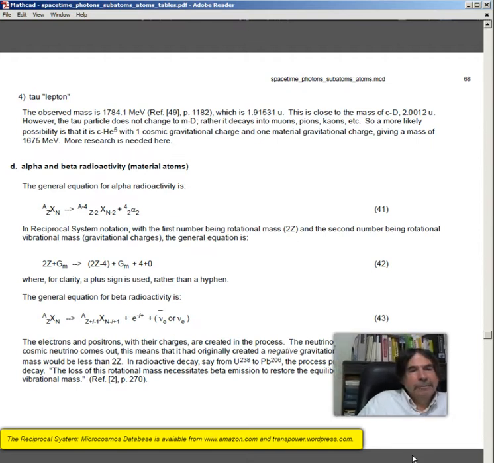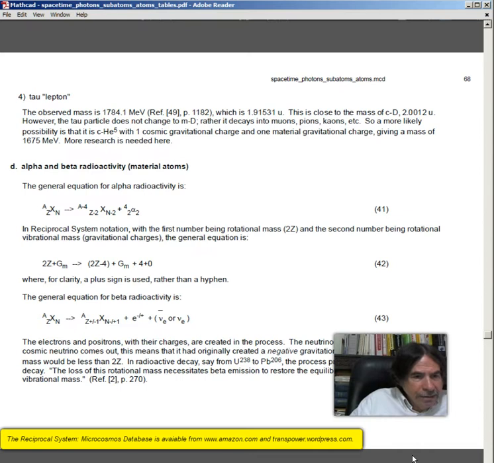D. Alpha and beta radioactivity of material atoms. The general equation for alpha radioactivity is, and you can see the equation there in equation 41, where x sub n goes to x sub n minus 2 plus an alpha particle. In reciprocal system notation, with the first number being rotational mass 2z, and the second number being rotational vibrational mass, that's gravitational charges, or isotopic charges, the general equation is 2z plus G sub m goes to 2z minus 4 plus G sub m plus 4 plus 0, where for clarity a plus sign is used rather than a hyphen.